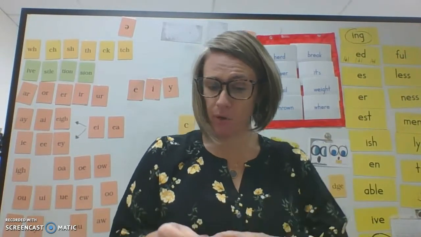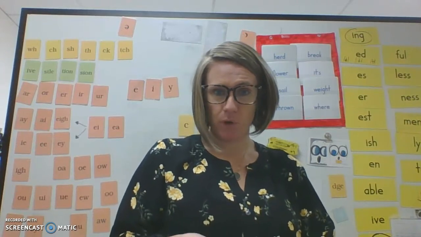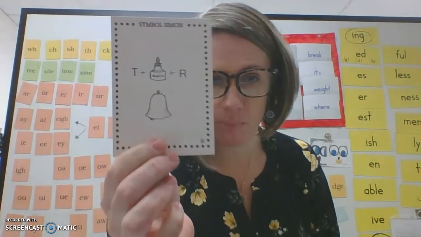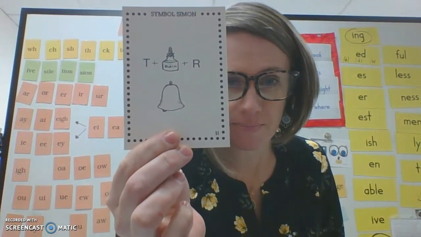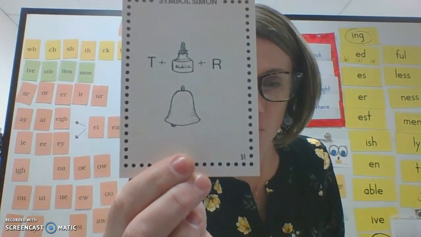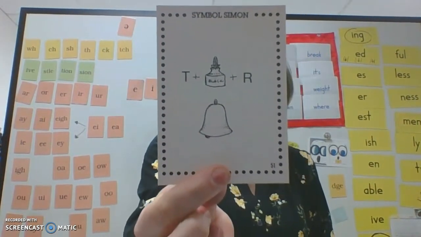Good. Okay, we're going to warm up with one of these brain puzzles, okay? So it's the symbol Simon. Maybe you've done one before, maybe you haven't. Can anyone put these clues together to figure out what it is?